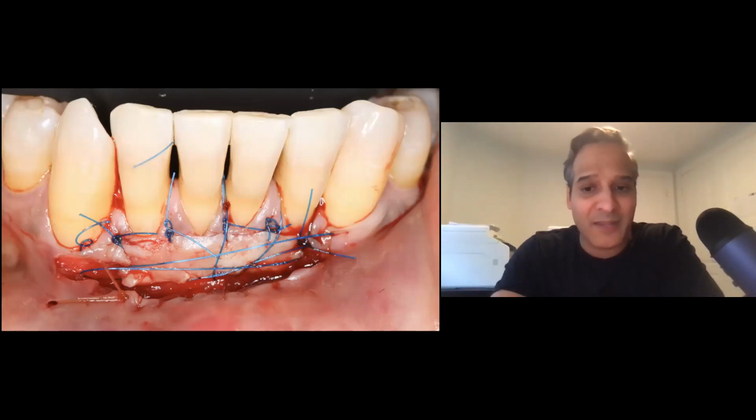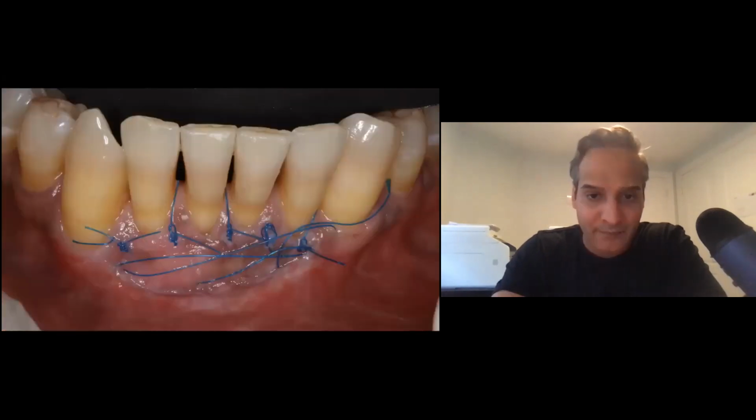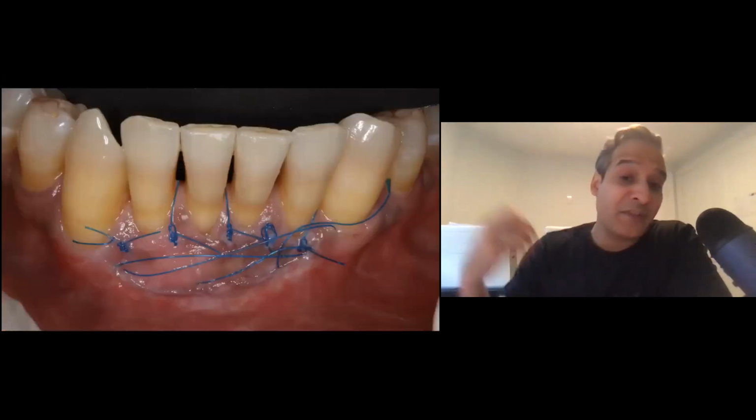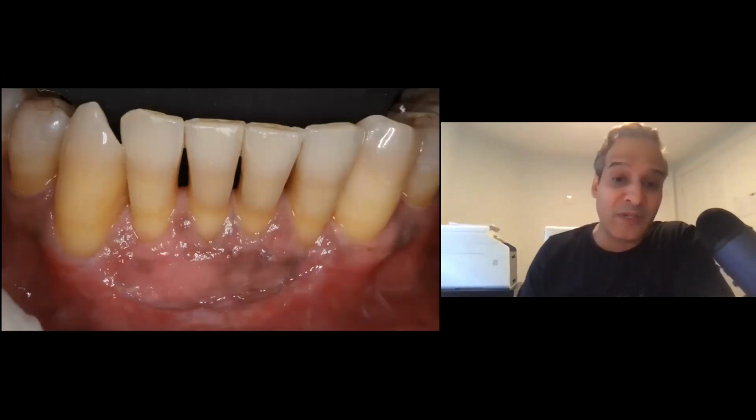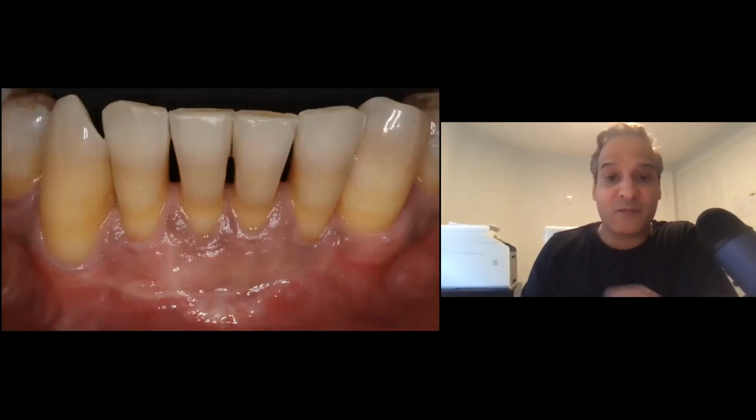Here I sutured the apical portion of the flap into the periosteum. This looks like interrupted sutures. Now this is an older case of mine, so you can see these are 5-0 proline sutures. Now I would use 6-0. But you can see, even with the connective tissue graft, it heals. This is at 2 weeks. I removed the stitches. You can see how nicely it heals. And this is once it's mature.